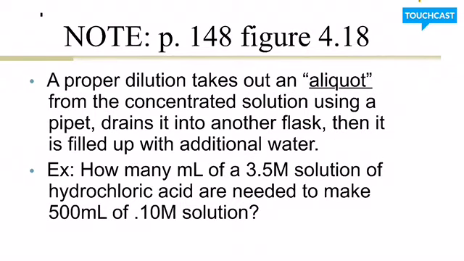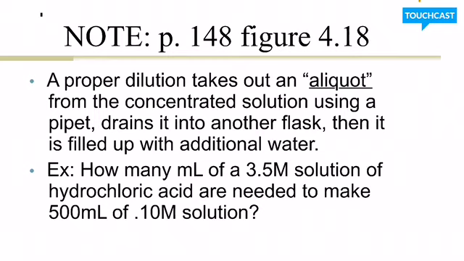There's a small technique that is mentioned on page 148 of your textbook. The technique that you're looking at is in figure 4.18. This technique is when you remove a very specific volume of a concentrated solution, and then you pour that very specific volume into another flask and then dilute it. It's called an aliquot.